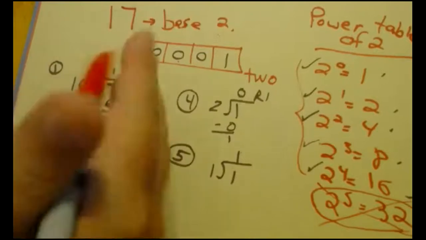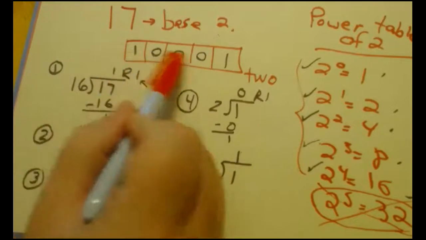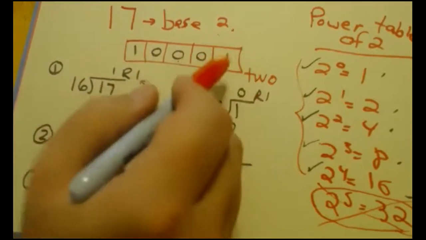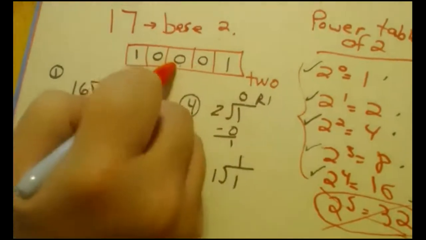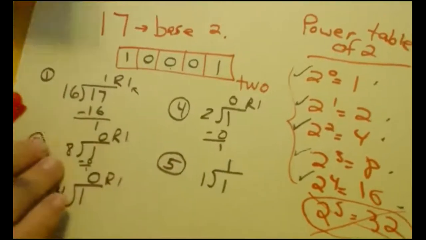So as you get better and better at this, you might be able to look at a number and come up with the answer in your head. This is 17 here because it's 1, 1, no 2s, no 4s, no 8s, and 1 16. 16 and 1 makes 17. All right.